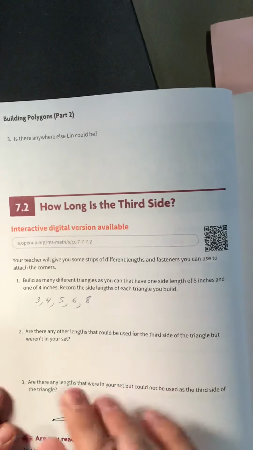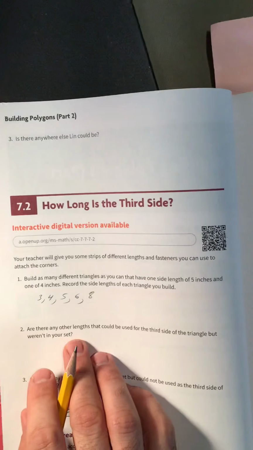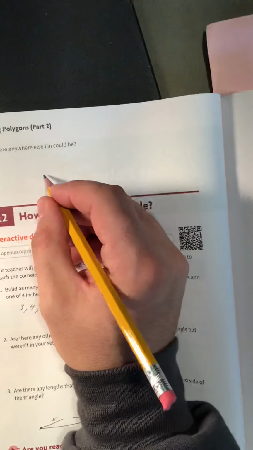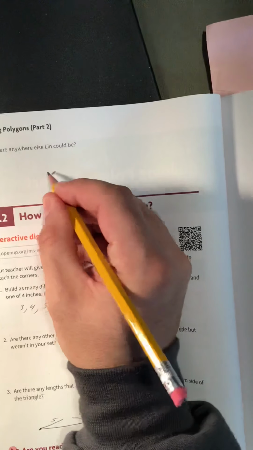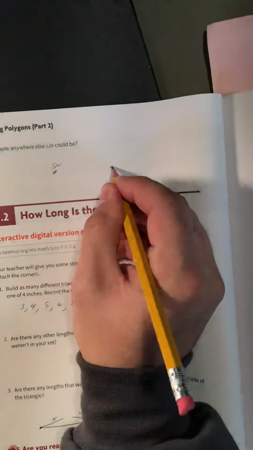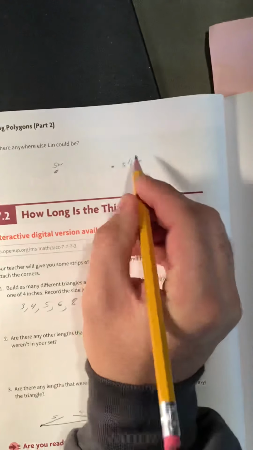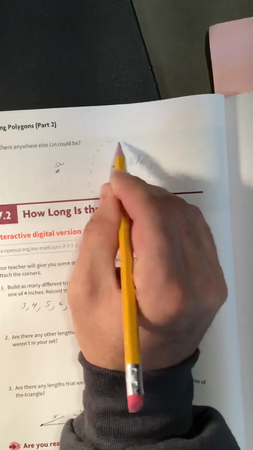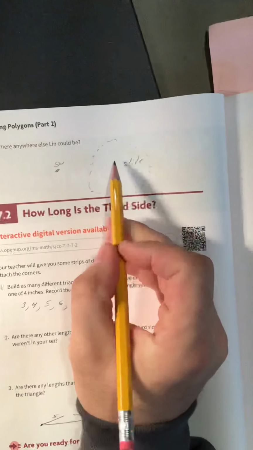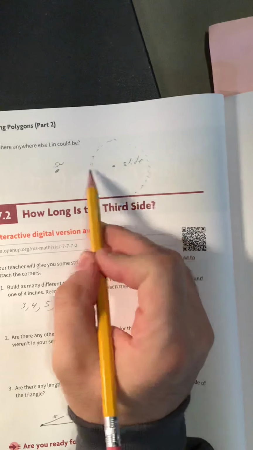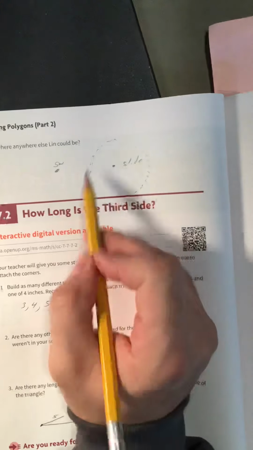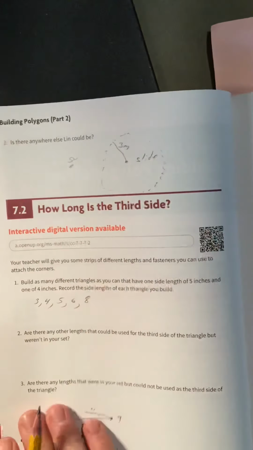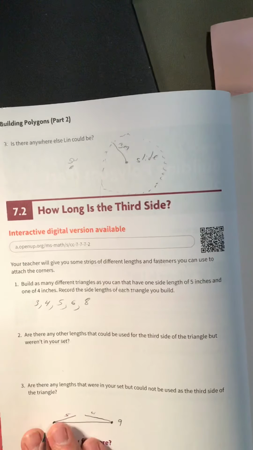Is there anywhere else Lynn could be? Yeah, Lynn could be straight north, straight south, or anywhere in between. So if you picture the swings and the slide, Lynn is basically anywhere 3 meters away from the slide. Could be straight east, straight west, straight north, or anywhere in between. So it's basically a circle with a radius of 3 meters. Lynn could be anywhere there.